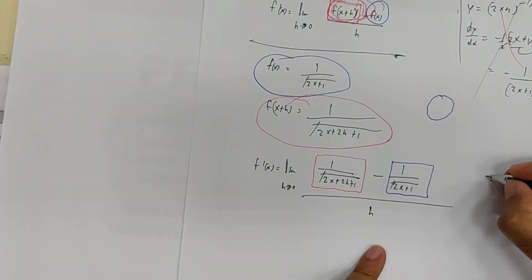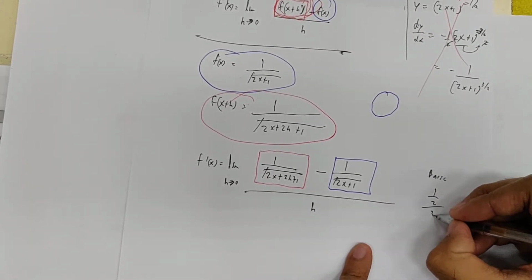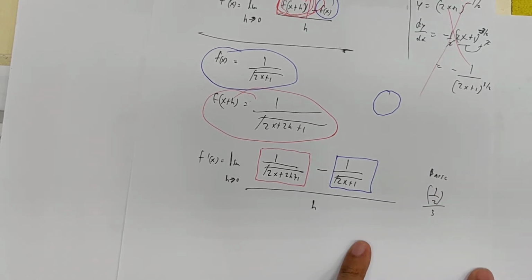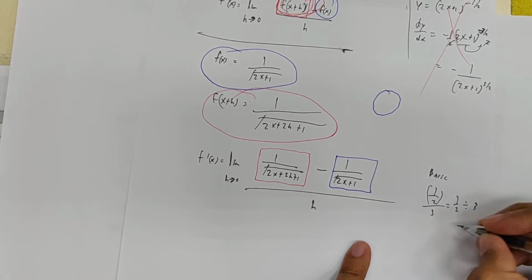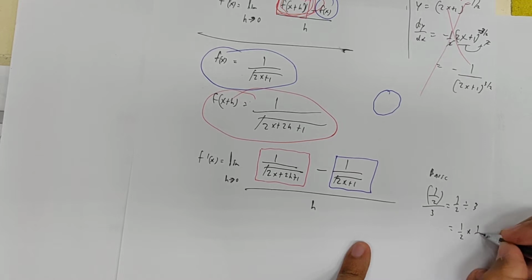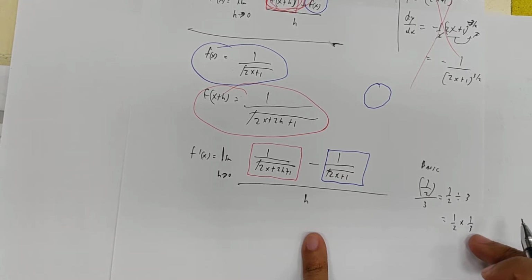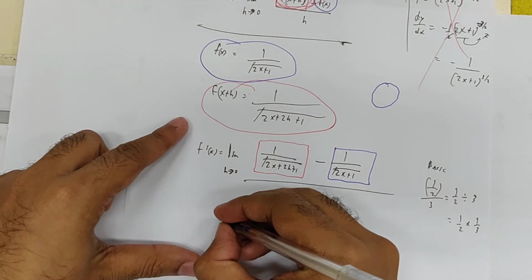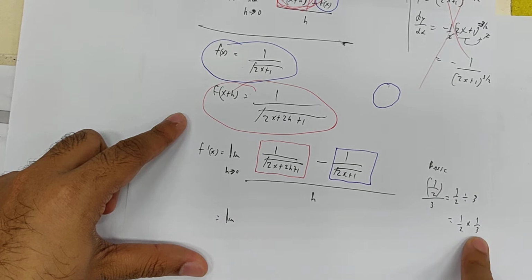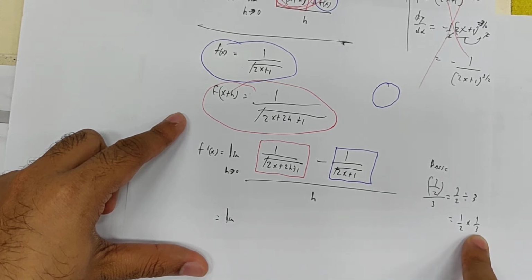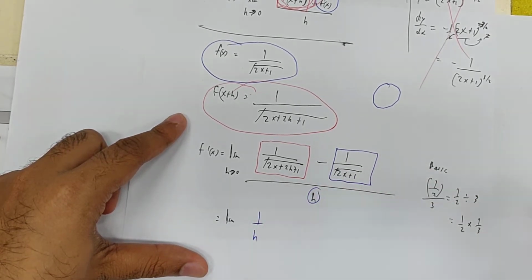Just another note, basics. What about if I write down 1 over 2 over 3? What does it mean? 1 over 2 divided by 3, which is 1 over 2 times 1 over 3. You okay with this? Basics. So in this case, h becomes what? I'm dividing by h, so just like this case where I divide by 3, it becomes 1 over h. You okay?